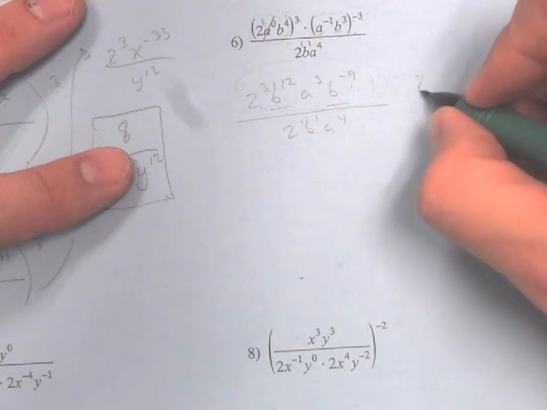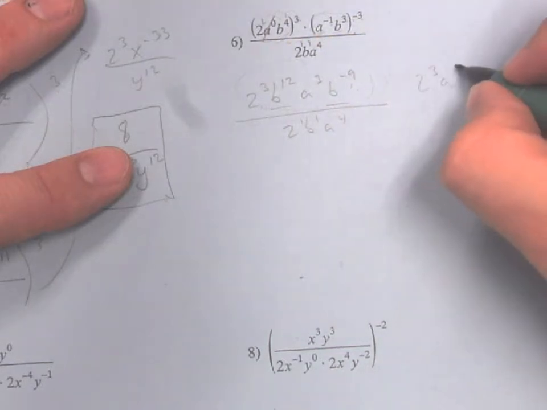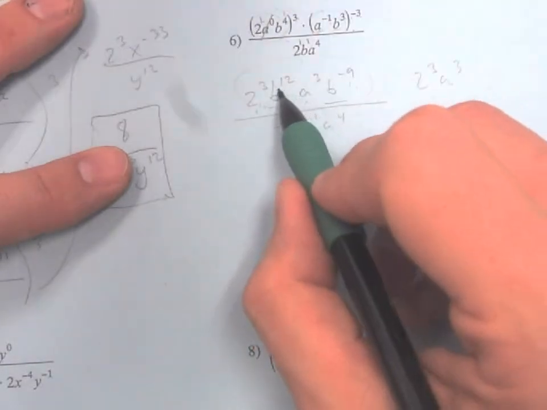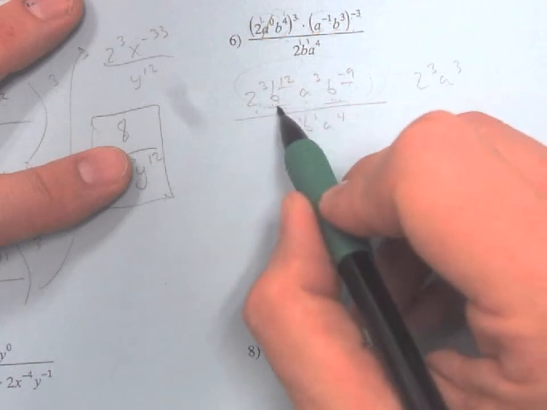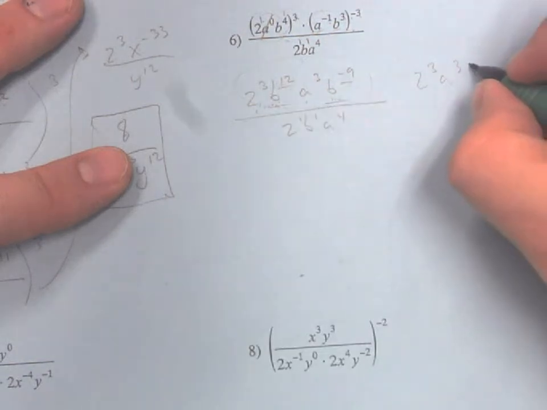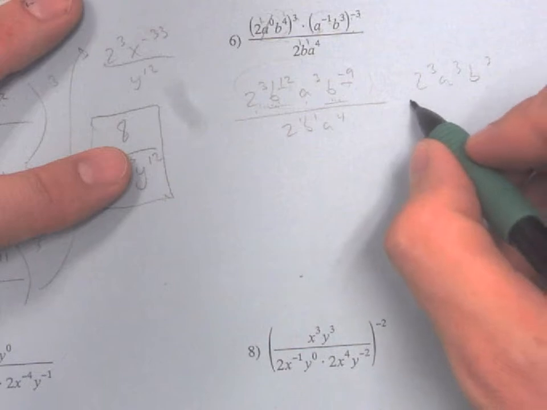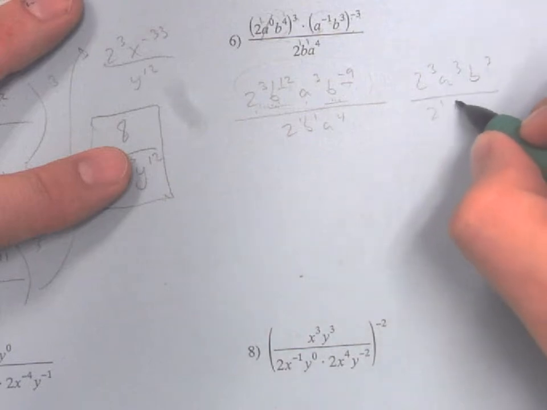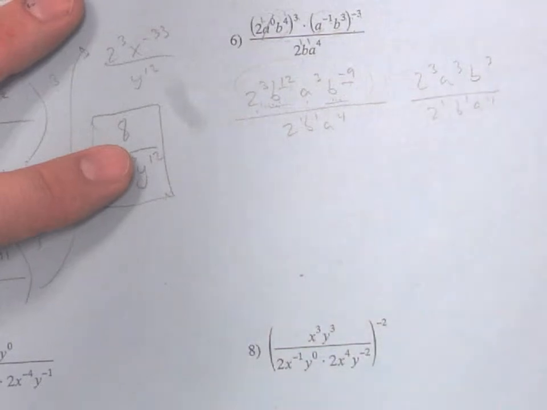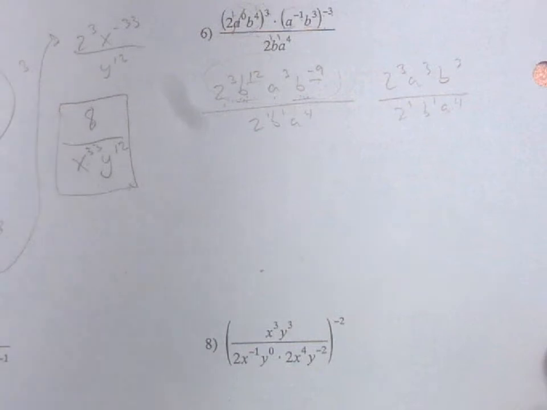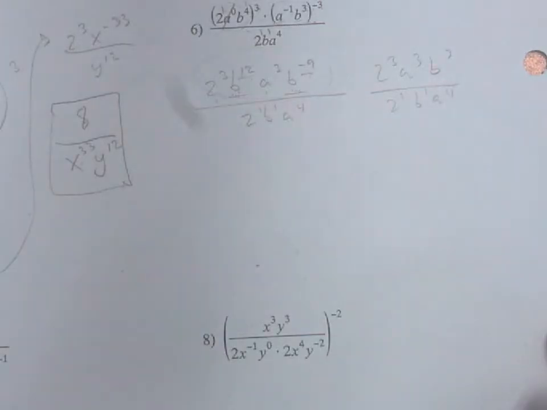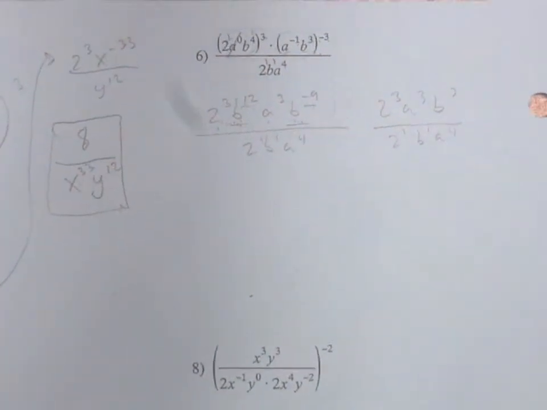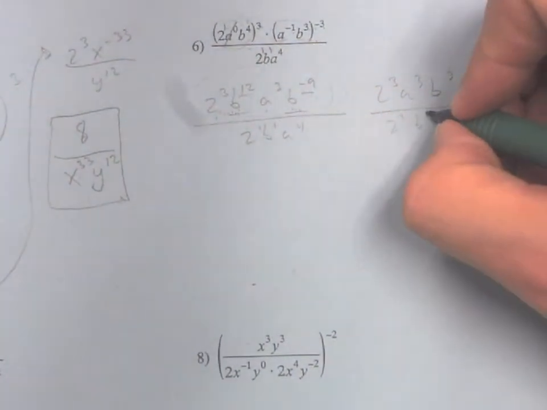So we got the 2 to the third power, we got the a to the third power, and then we're going to add these two exponents using the product property. So we have b to the 12 plus negative 9. That's b to the third. Okay, on the bottom, 2 to the 1, b to the 1, a to the 4. Now we could, if we wanted to, turn these 2's to powers into regular numbers, like this is 8 and this is 2. But we could also just apply the properties like we would normally do.